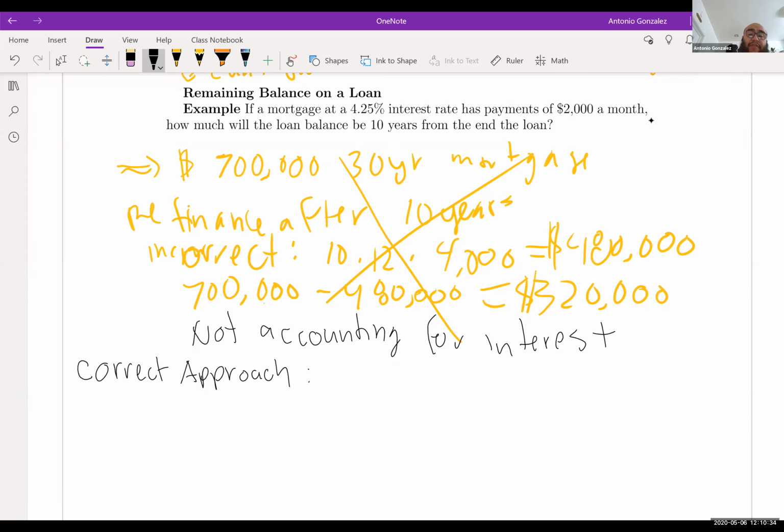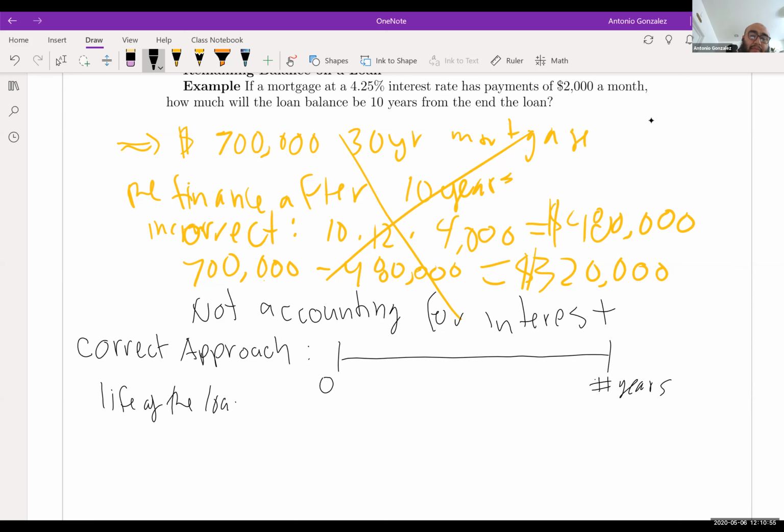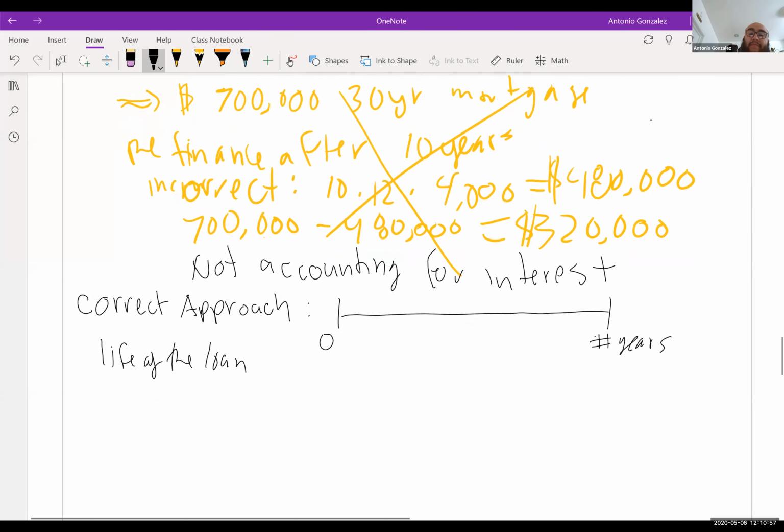All right, so if we think of, let's say, our kind of timeline here, where we have, let's say, 0, and then let's say whatever X number of years. And let's say we consider this to be the life of the loan, where the end is X number of years. If we're talking about mortgages, then most likely it'll be a 30-year mortgage, right? That seems to be standard.